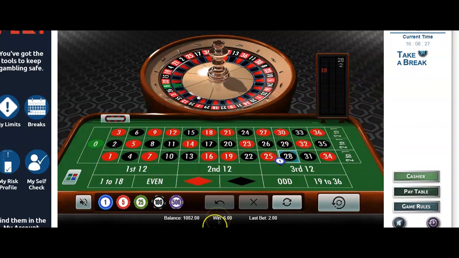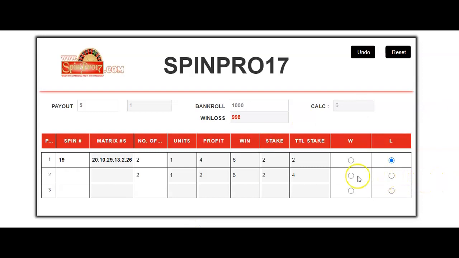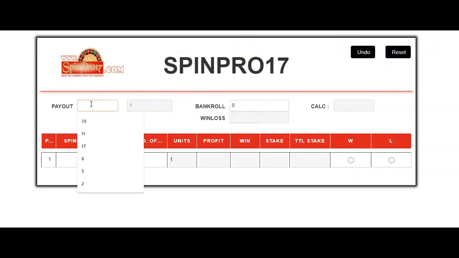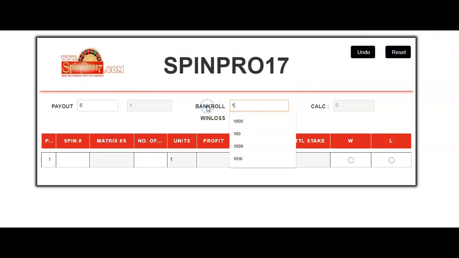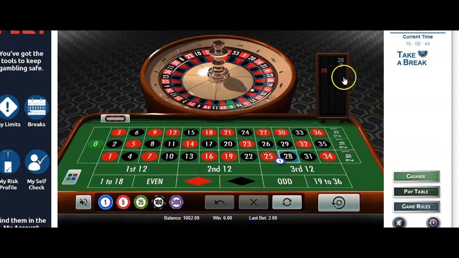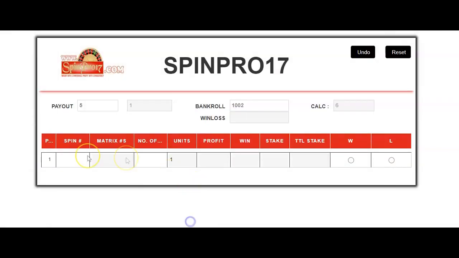In this case, you had a hit. So you're already ahead by 2. Now you're going to put a W, so you've won. That's it. So now your bankroll is 1,002. No problem. Put in 5 here. Put in 102. And the number that came down was 28. The only time you're going to log out is when you clear 10 or $15 or more.